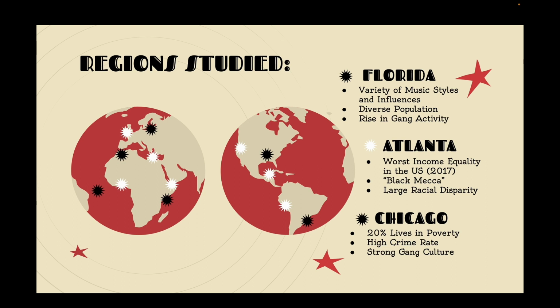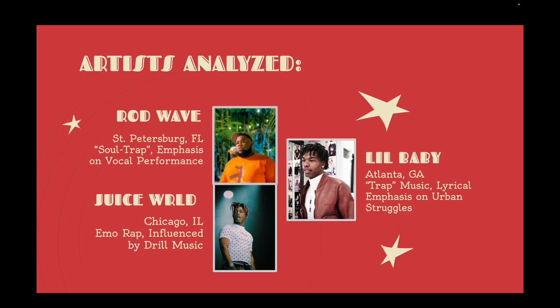And these are some main points that really impact the music and the lyrics especially that these artists create. Atlanta and Chicago both struggle with a lot of high crime rates and violent, kind of nihilistic society. And Florida is just kind of a variety of different styles. Also, there's a rise of gang activity in Florida, which is unfortunate. But so moving on, that is really what impacts these artists. So Rod Wave is a soul trap artist from Florida. Lil Baby is a trap artist from Georgia. And Juice WRLD is an emo rapper from Chicago, Illinois.